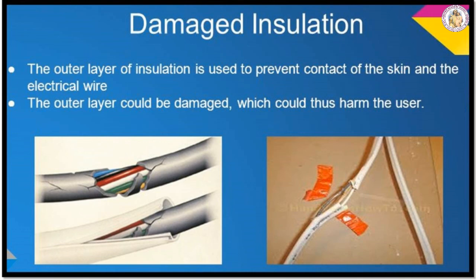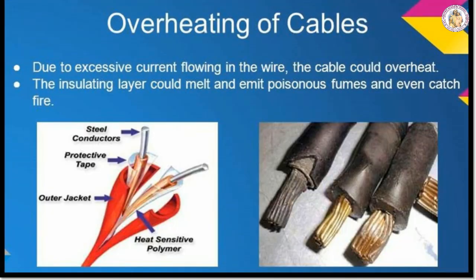Dangers of electricity and precautions to be taken. The following are the possible dangers as far as electric current is concerned. First one, damaged insulation. The outer layer of insulation is used to prevent contact of the skin with the electrical wire. The outer layer could be damaged, which could thus harm the user.